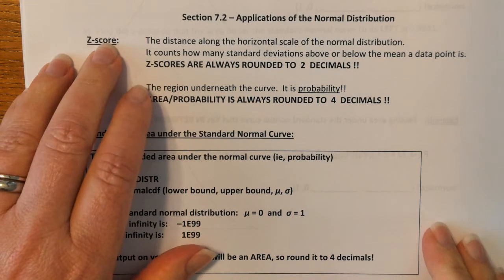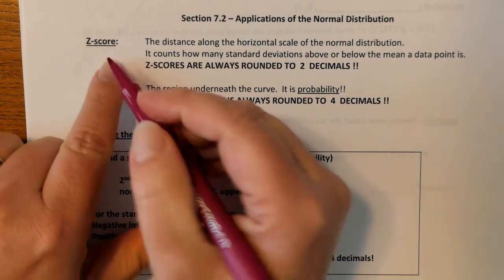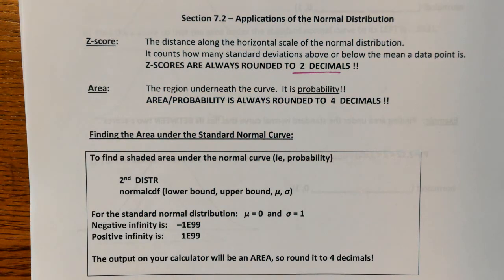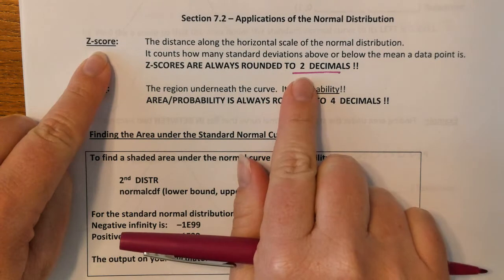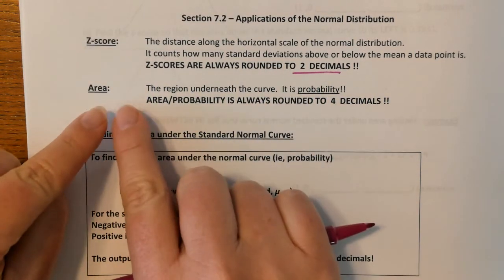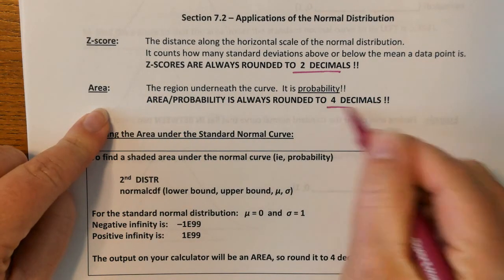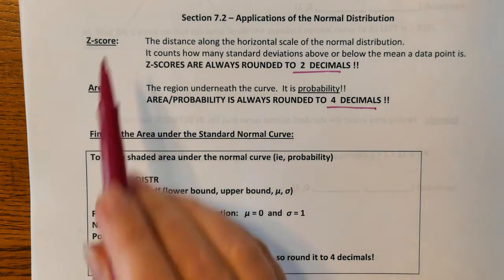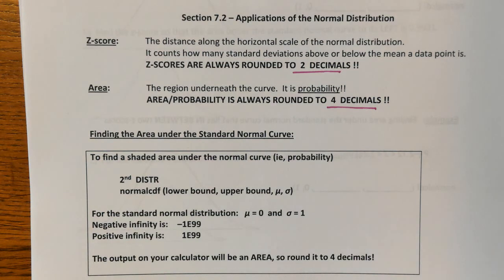Back in Chapter 3, when we first started working on z-scores, we mentioned that with z-scores, we always round to 2 decimals. And as we're working through some problems, sometimes they ask us for a z-score, and we'll round that to 2 decimals. But sometimes they ask us for an area, and we're always going to round those to 4 decimals. That's important for us to keep in mind when we're looking for a z-score and when we're looking for an area, because that's going to tell us what to round to.